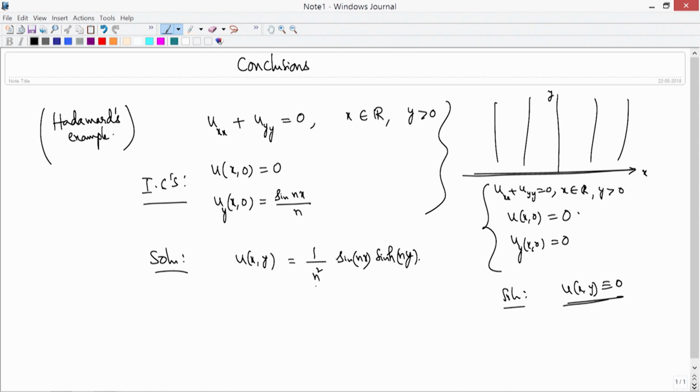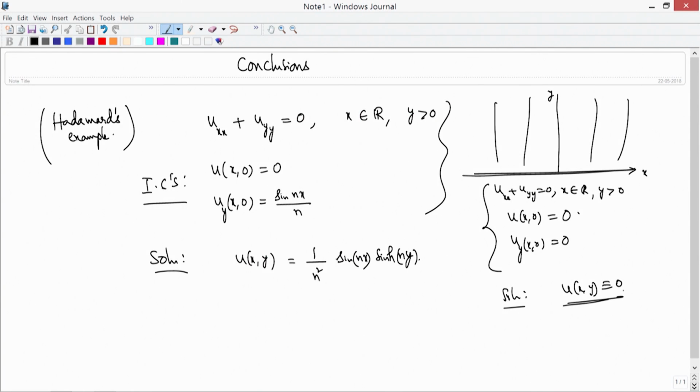If n is sufficiently big, the growth of n squared is smaller than sinh(ny), because it is exponential growth: e^(ny) plus e^(-ny) divided by 2, that is your sinh. So, as n goes to infinity, this solution is away from 0. As you see, with the initial condition for sufficiently big n, this quantity is very close to the initial condition of this problem.